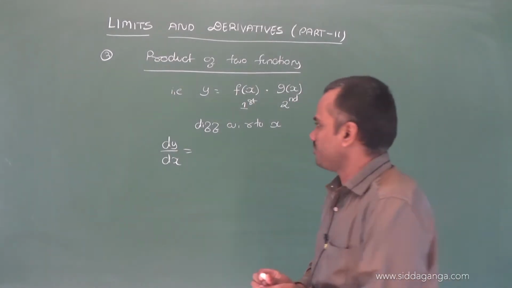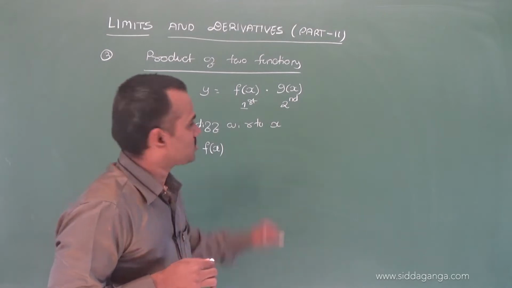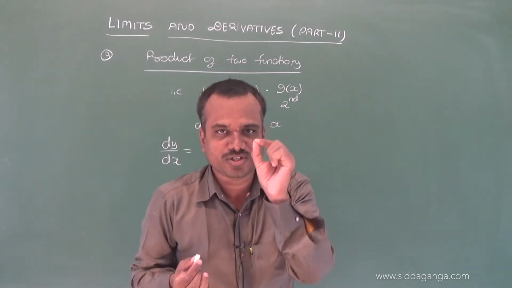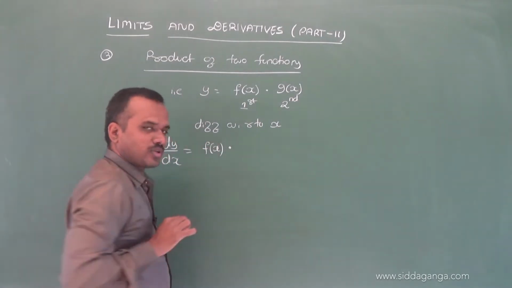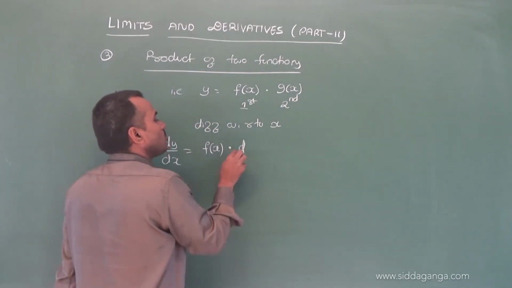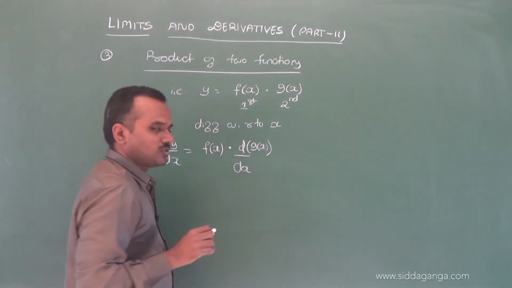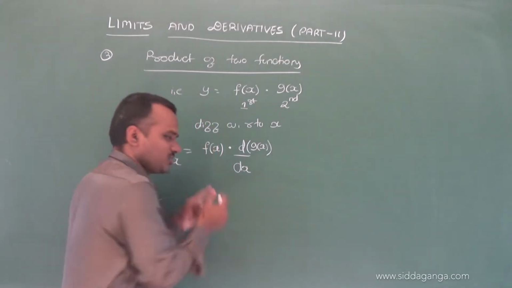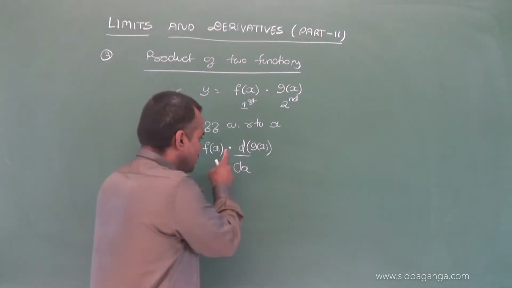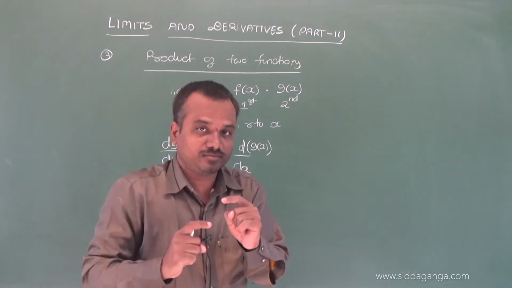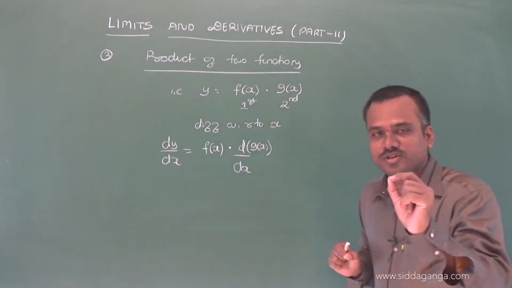See, observe here, this is very important. Write the first function as it is. First function is what? F of x. F of x into derivative of second function, d by dx of g of x. What we do first? Write the first function as it is into differentiate, that means derivative of second function. This is very important.